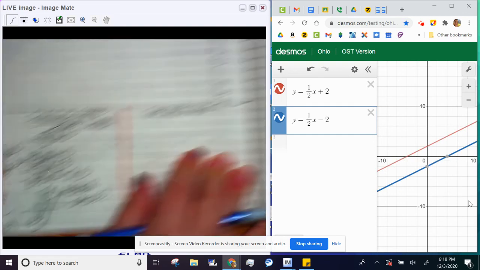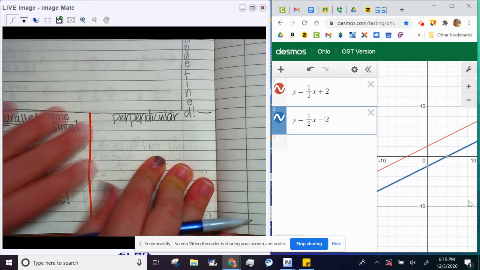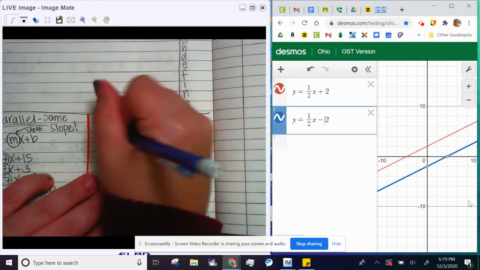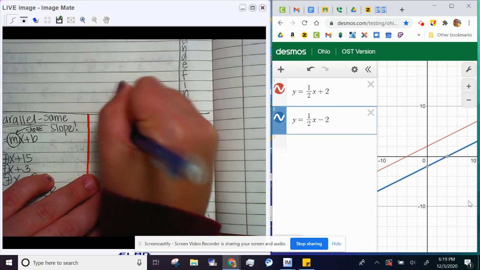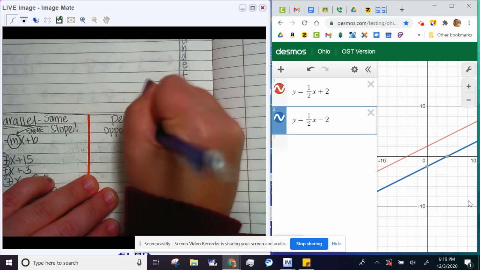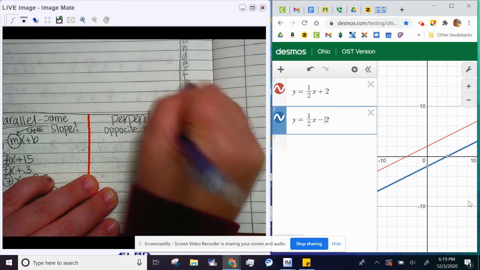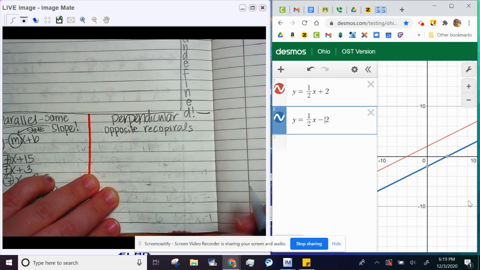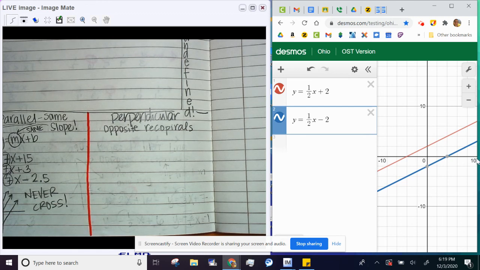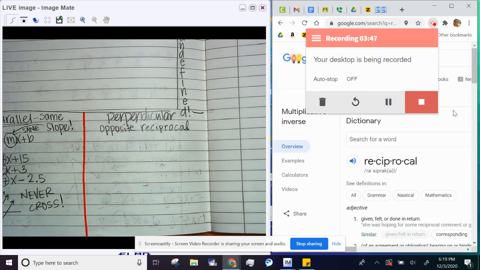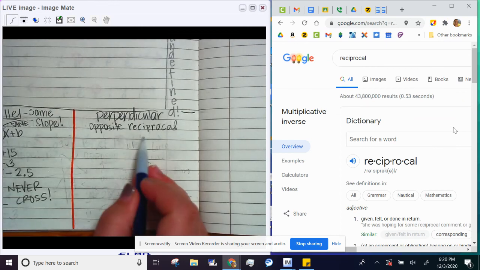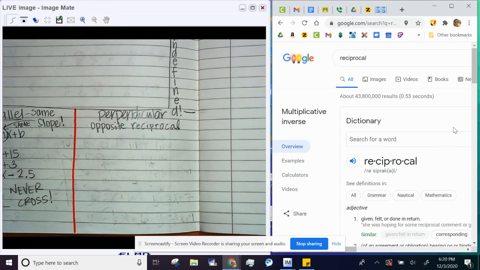Okay, perpendicular lines. Remember, perpendicular lines cross at a 90-degree angle, and their slopes are opposite reciprocals. Big math word for you that I'm sure I spelled wrong. Reciprocal. I just looked it up, and I did spell it wrong. It's opposite reciprocal. So there's the correct spelling in case you wanted to get it down.